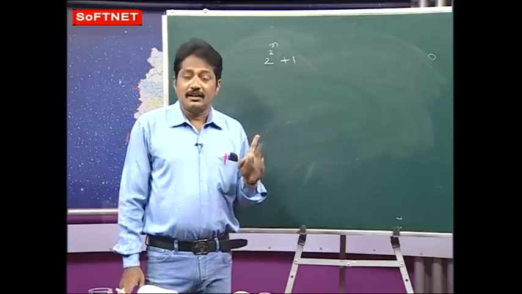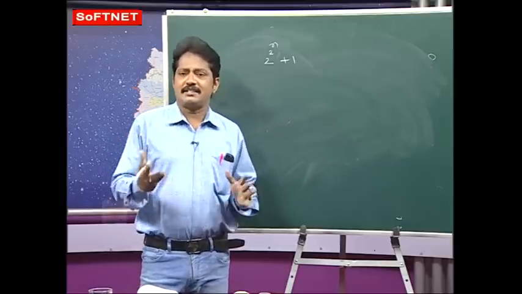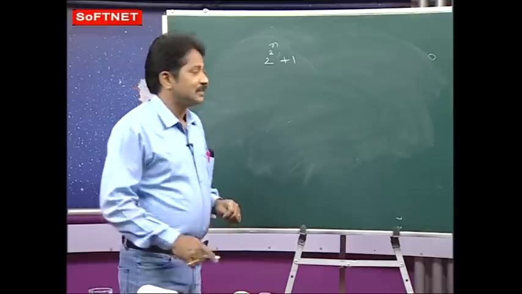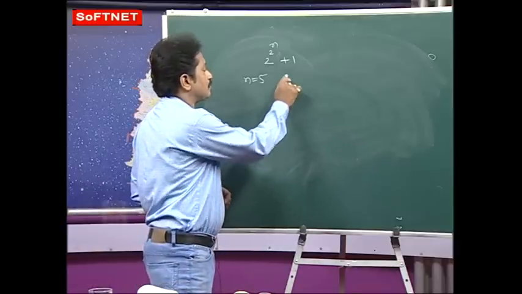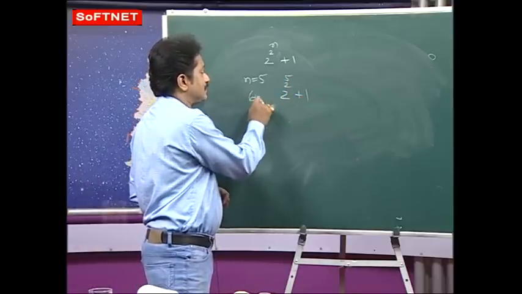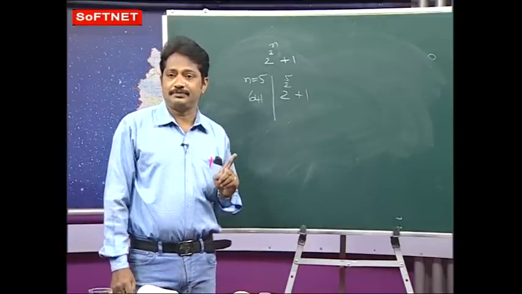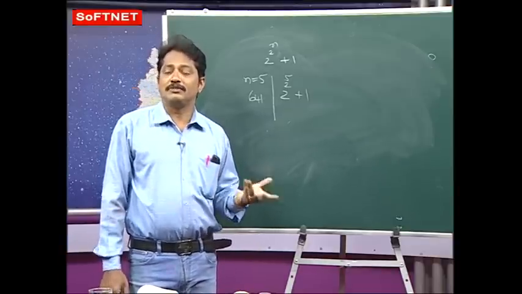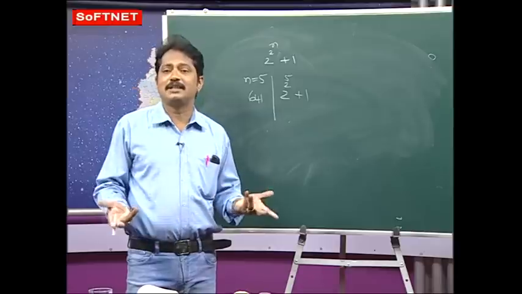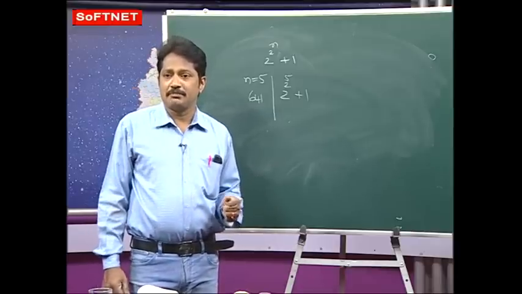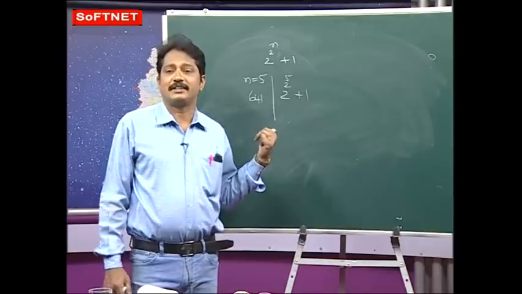But Euler didn't believe, because he's a mathematician. So he tried it. Finally you find that for n equal to 5, 2 to the power of 2 to the power of 5 plus 1 is divisible by 641. Means 641 is one of its factors. Clear? So what is a prime number? A number that has exactly two factors, the number itself and 1, is called a prime number. But here 2 power 32 plus 1 has one more factor, which is 641.